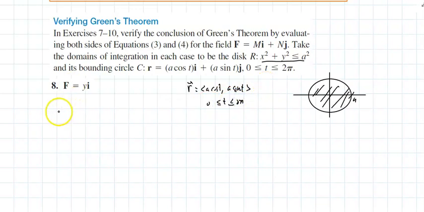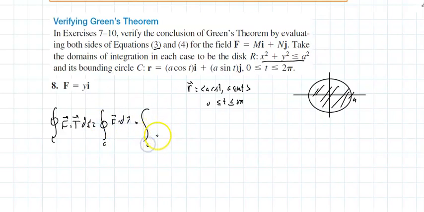So, if I want to find, like expression 3, the closed integral over C of F dot T ds, that would be the integral of F dot dr. That is the integral from 0 to 2 pi of A sine of t, A cosine of t. Oh, I'm running out of time. Okay, you know what? I'll start this in the next section. So in the next video.